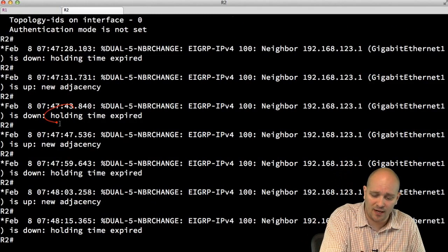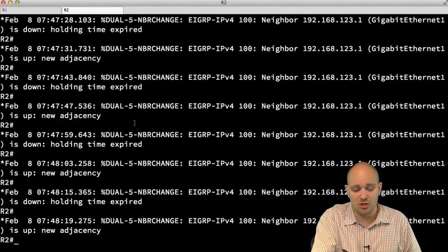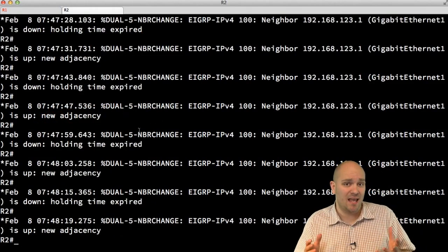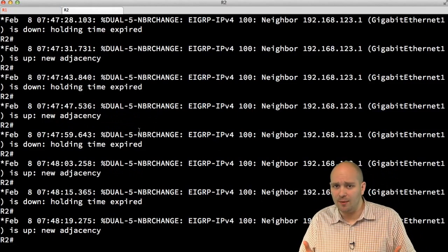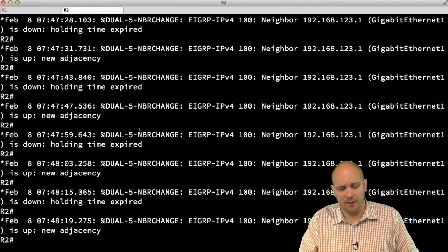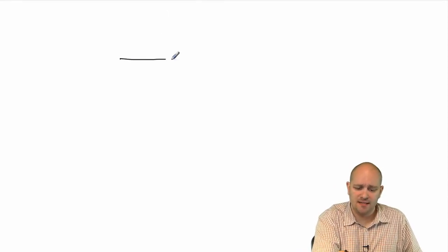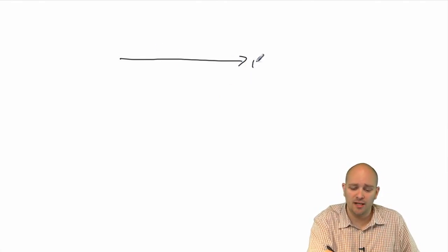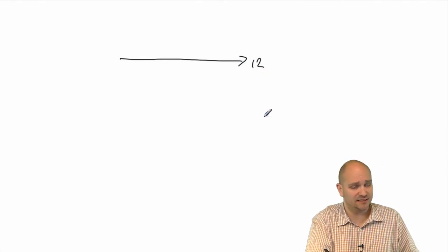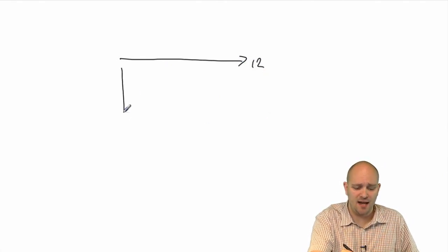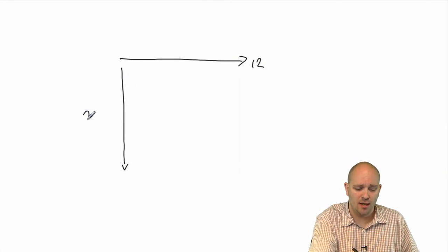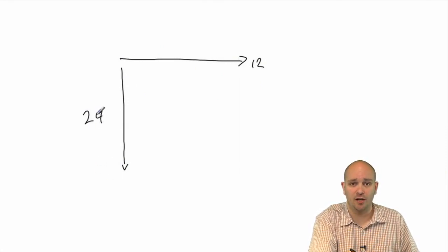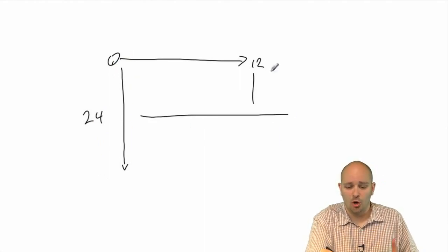And if we take a look at R2, we can see here information that the holding time has expired. Why did the hold time expire? Well, let's see what is happening. R1 is sending hello, and it is saying in this hello, if you don't hear from me in the next 12 seconds, declare me as dead. And then the next hello is due 24 seconds after this first hello has been sent. About halfway through there, what's going to happen?